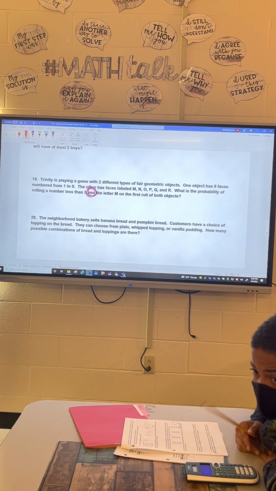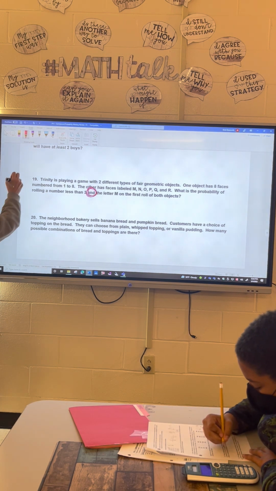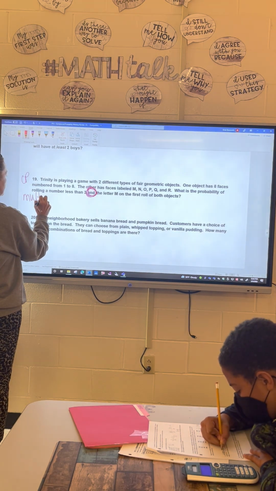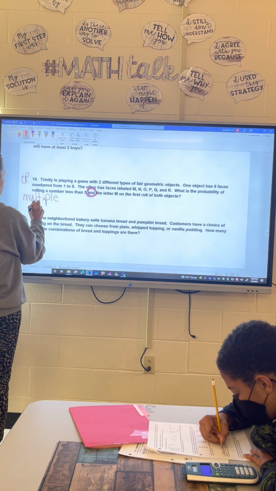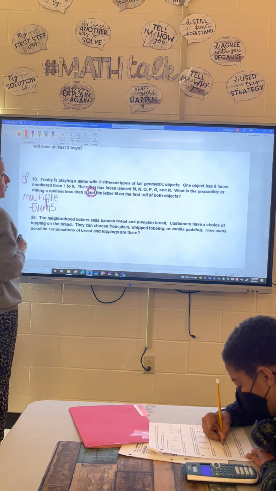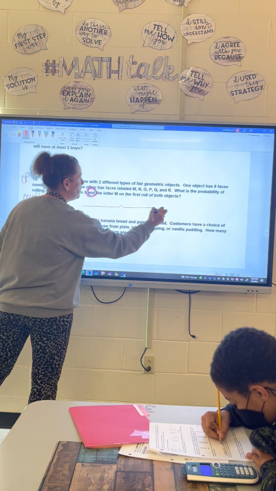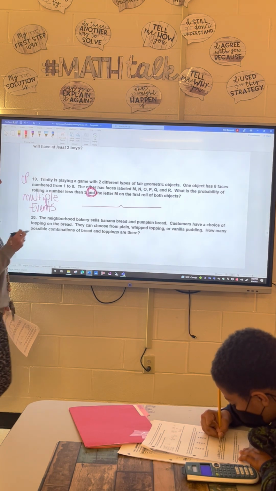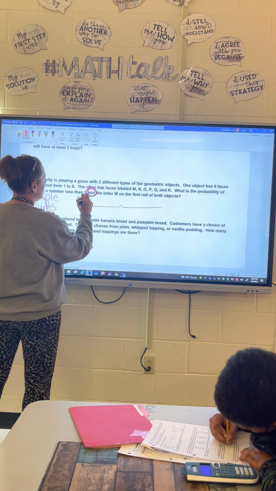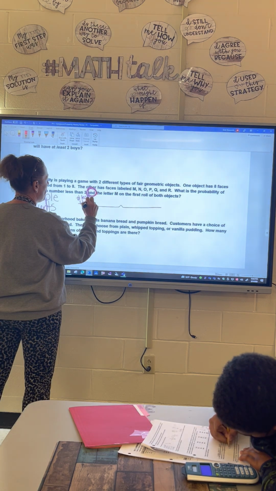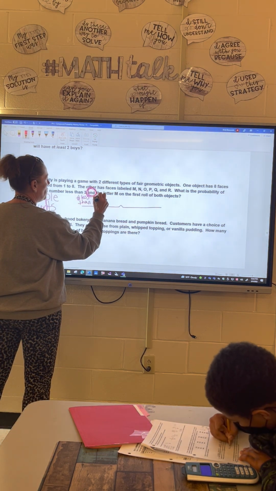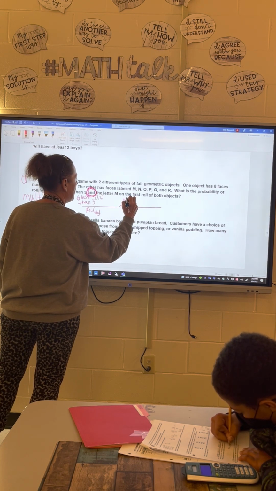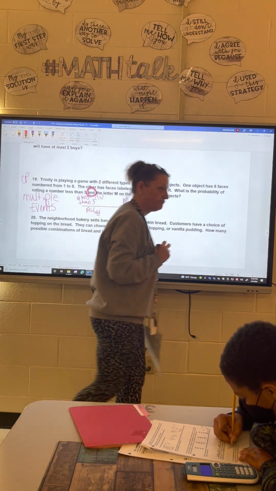So, say it. Compound. This is compound probability, which means I have multiple events. Which means I've got to have a 2-leg bridge. What do I want first? I want a number less than 3, which would be a 1 or a 2 out of all numbers. And then I want the letter M out of all letters. Right?